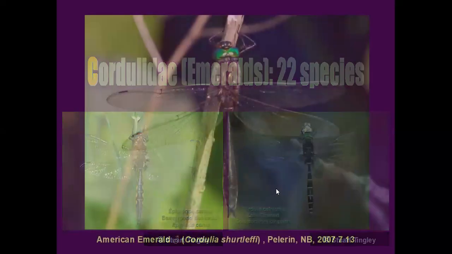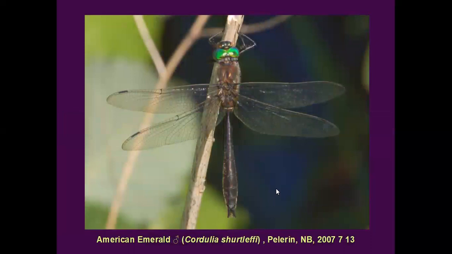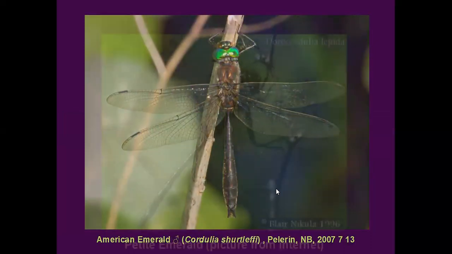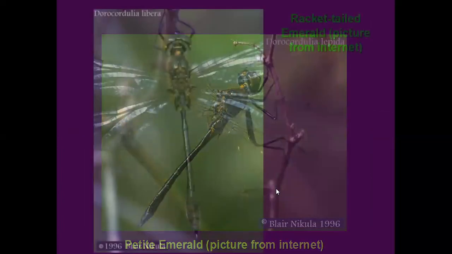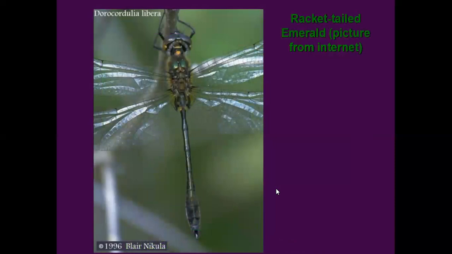Anyway, here are quite a few different emeralds. Probably our most common emerald, the American emerald, the petite emerald, which is quite rare in New Brunswick, but relatively common in southern Nova Scotia. The racket-tailed emerald, which has a kind of a club tail, if you want to go that way. The Prince baskettail, a spectacular large dragonfly, which has nicely colored wings.